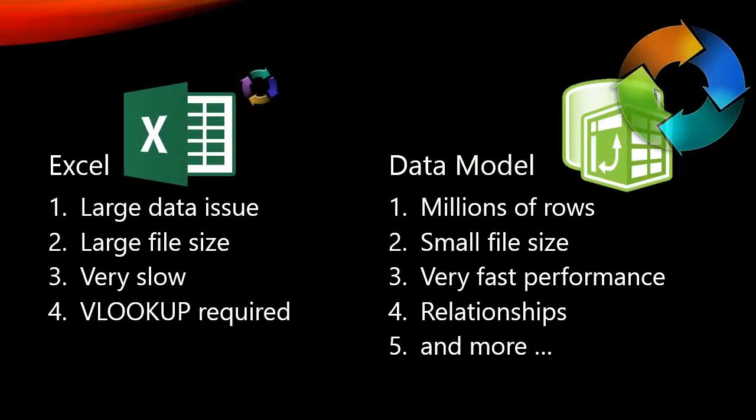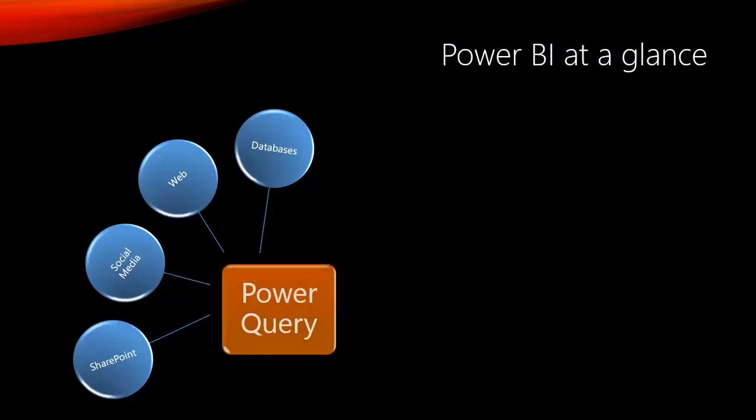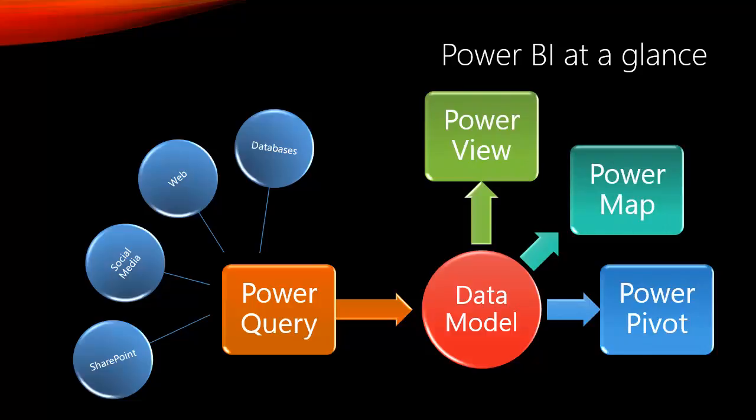Excel is not very good at storing large amounts of data and processing it. That's why we now have a new place to store data within Excel called the data model. Power Query is used to get the data, clean it up, and store it in the data model. Other tools are used to summarize, analyze, and visualize the data.